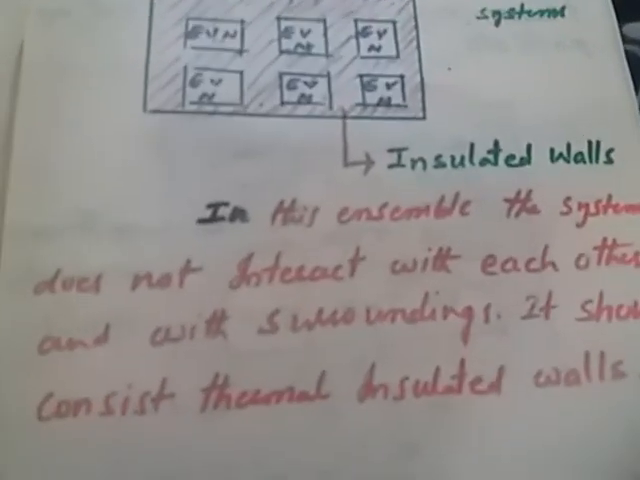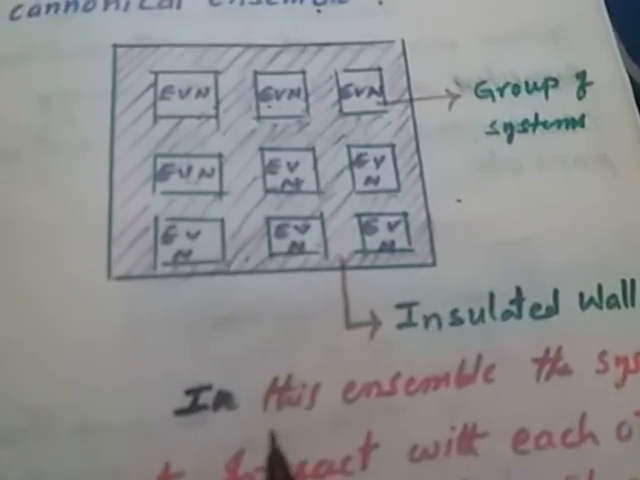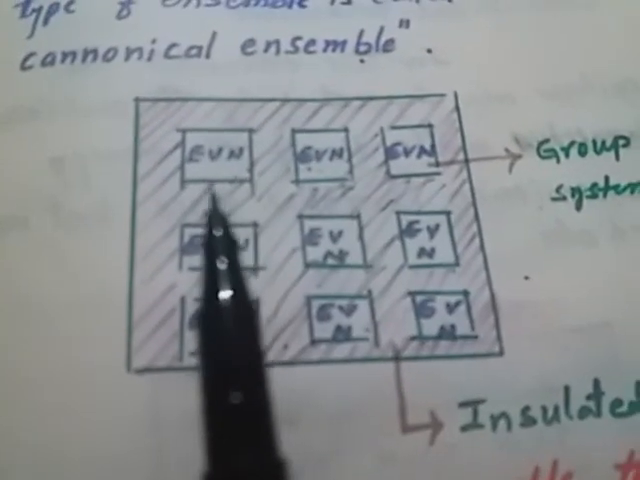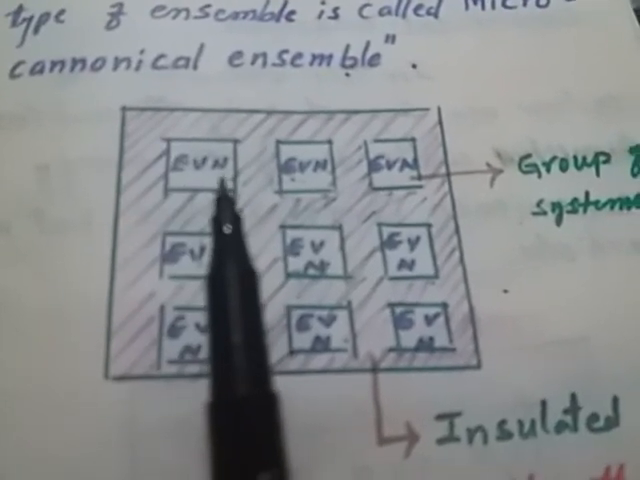These are the main points considered in a microcanonical ensemble, the first ensemble. Understood, students? Here we should remember only two points. What is the microcanonical ensemble and what is the main concept? A microcanonical ensemble means the energy E, volume V, and number of particles N remain constant. That is the first point. The second is that in this system, thermal insulated walls are used.